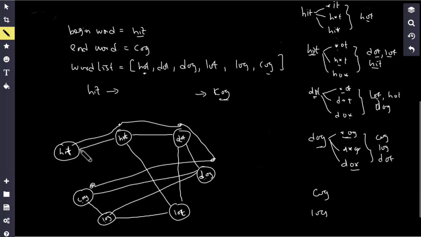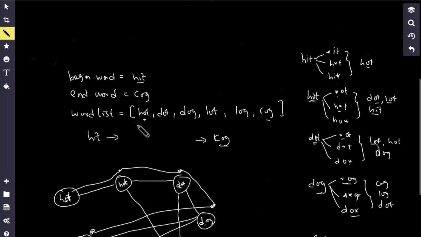What we want to do here is to start from a particular starting point, which is going to be heat. Then we want to get to the end point here, which is cog. Okay, now, how do we do that? To traverse this, we want to build the adjacency list. But building the adjacency list here is not quite obvious, and sometimes it could be inefficient. Okay, so the trick here is to build a pattern.